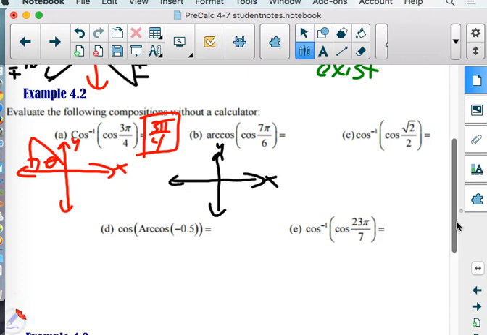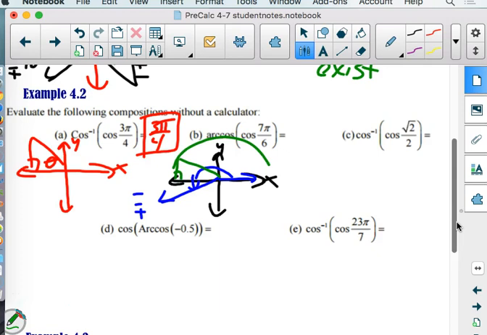Graph 7 pi over 6, what should we think of it as? 1 and 1/6 pi. Is that in the PVR? It's not. Okay. So positive, positive, positive, positive, negative, negative, negative, negative. We have negative for cosine, don't we? So which quadrant should we put that in? Second quadrant, because here's our PVR right up here.